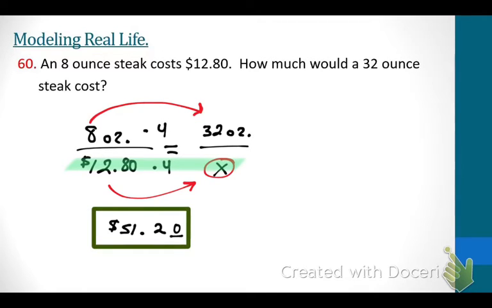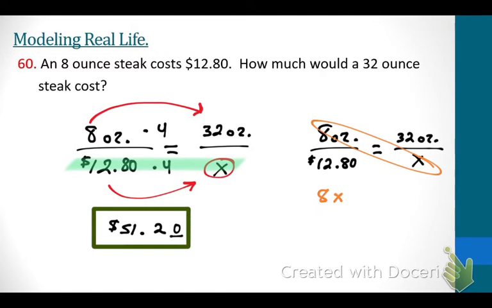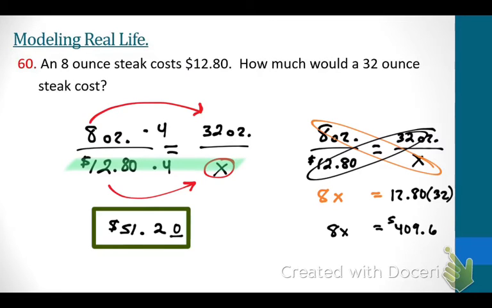Let me show you another way you could have done this. All right, someone who did something different, who can help me out with how you did this? Jeremiah, what'd you do? Cross product. So he multiplied 8 times x, which equals 8x, and then he also did 1280 times 32. All right, so 8x equals, anyone who did it this way, what's 1280 times 32? 409.6. Okay, not just 409.6. Give me dollars and cents. $409.60. All right, we want to get x by itself, so you divide by 8 on both sides.